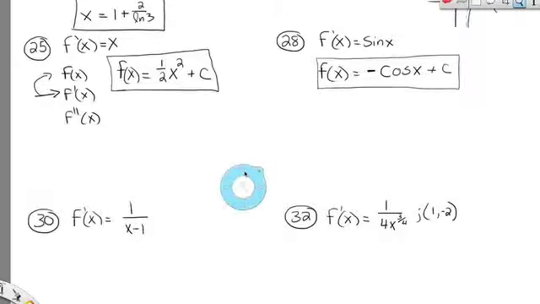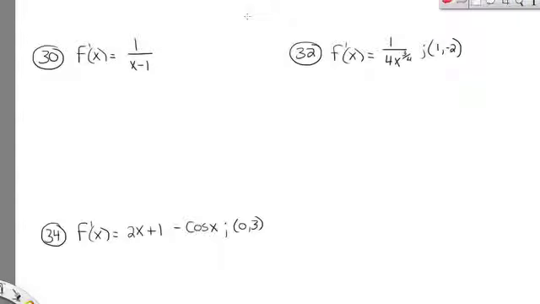Number 30, once again, it's just a matter of figuring out what function has this as its derivative. And this is kind of a tricky one, because usually we're thinking in terms of power rule and that sort of thing.